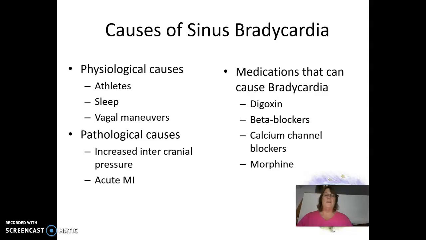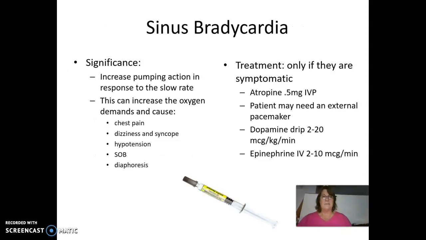And morphine, okay, a lot of our patients, especially let's say they've had open heart surgery or some kind of procedure and we're giving them a lot of pain control management, that can also slow a heart rate down, as well as respiratory centers.